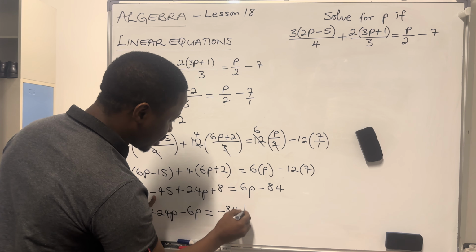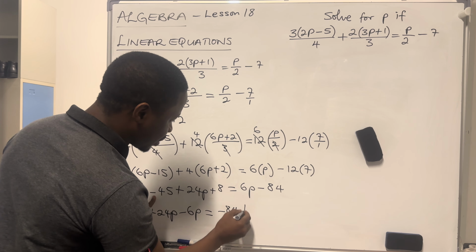So 18 minus 6. 18 minus 6 is what? Is 12. 12 plus 24 is 36. 36p. Or you can simply say 24 minus 6 is 18. 18 plus 18. Anyhow you do it.